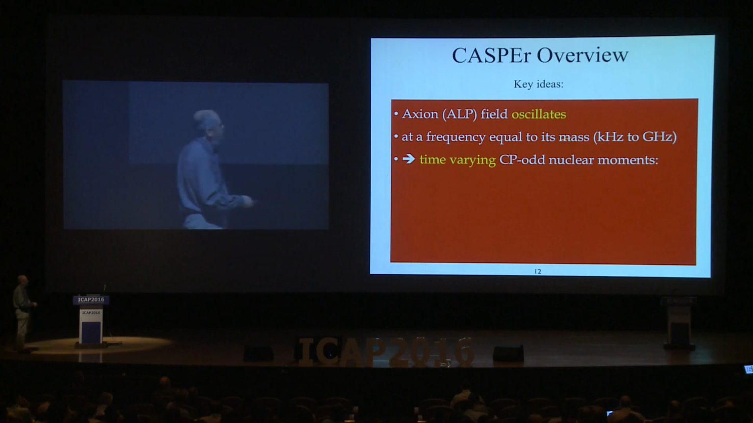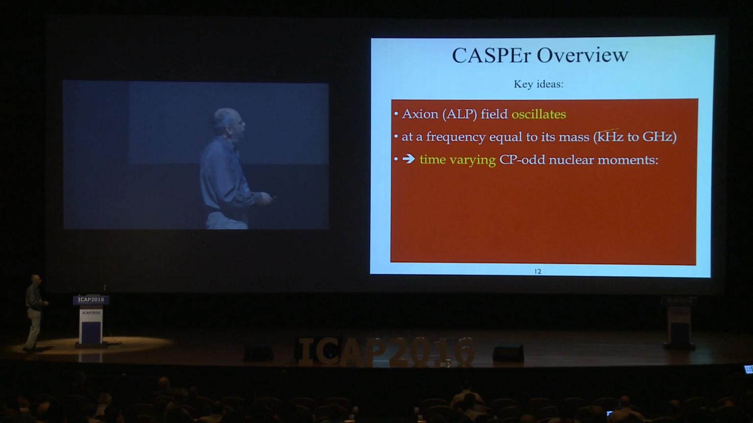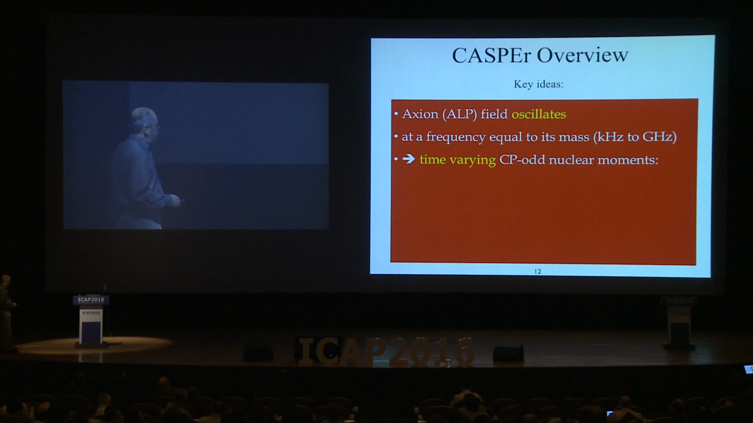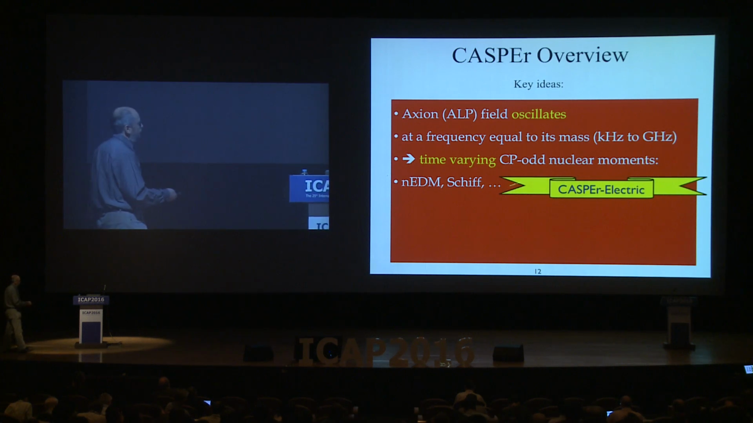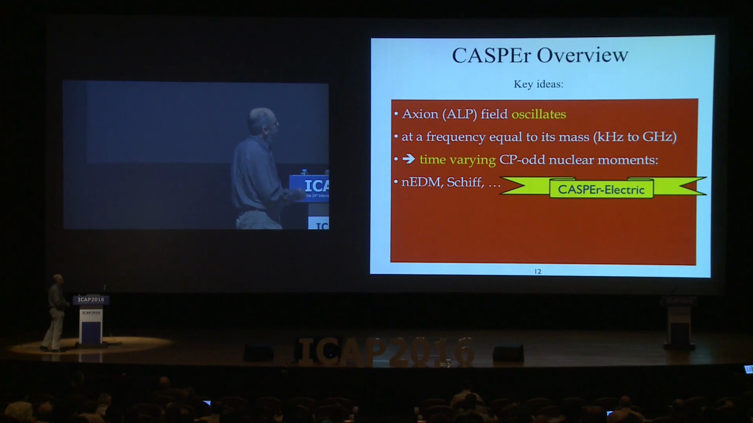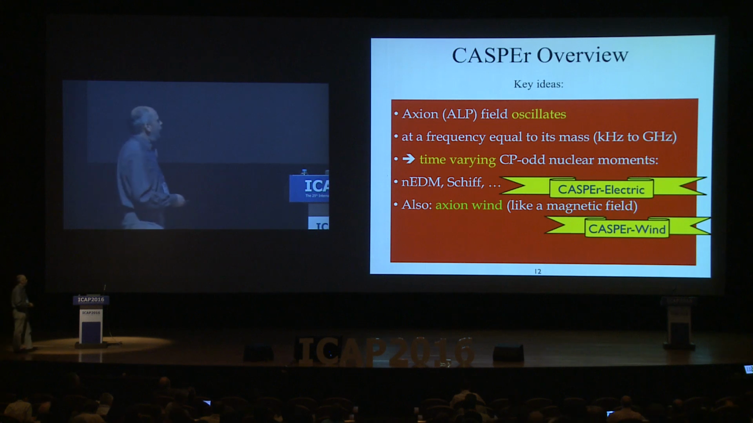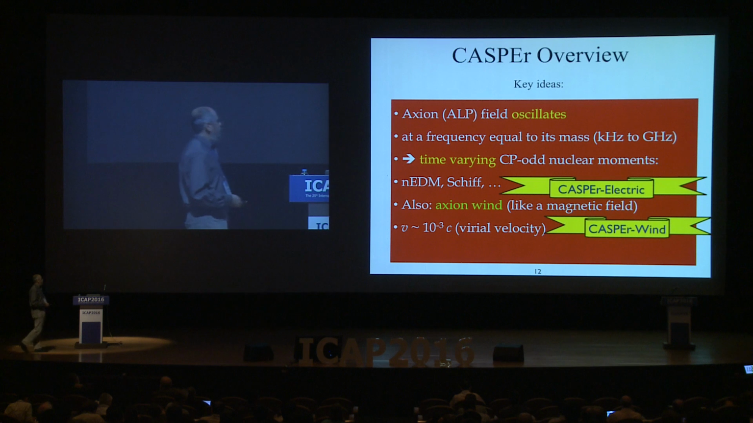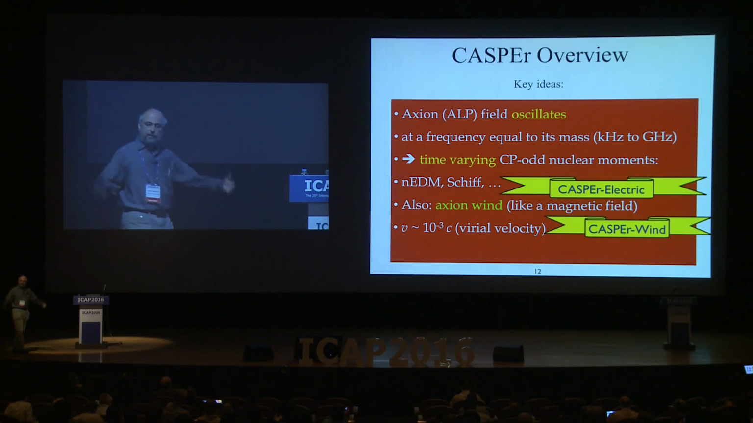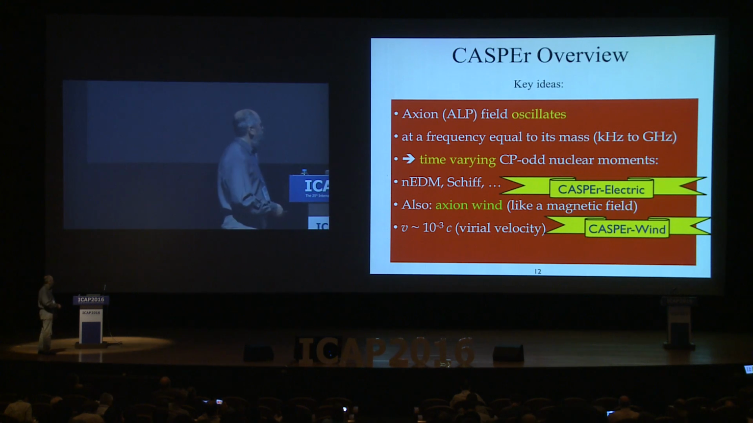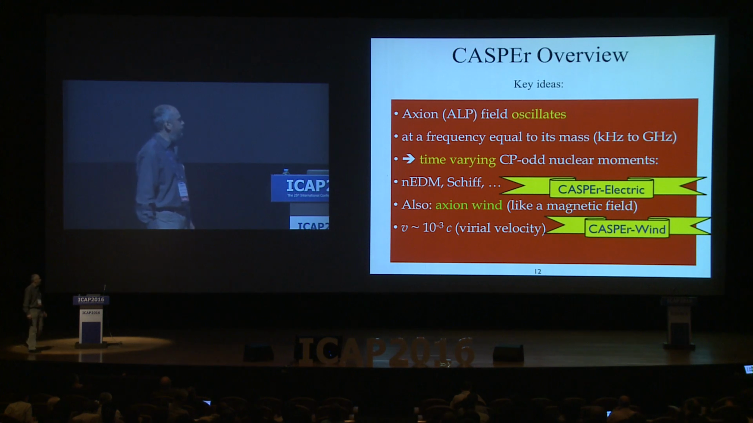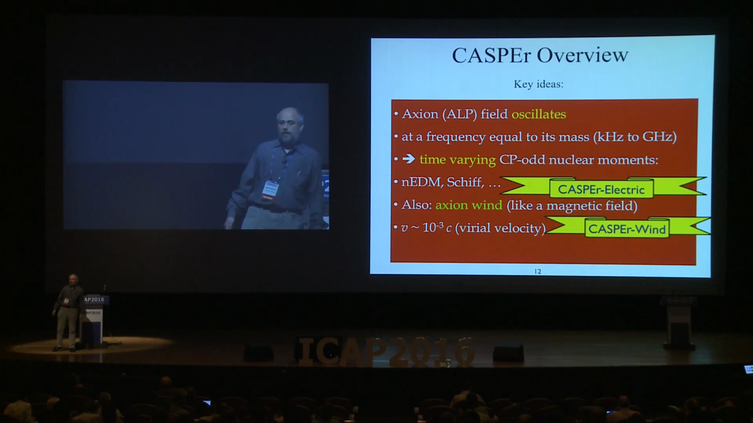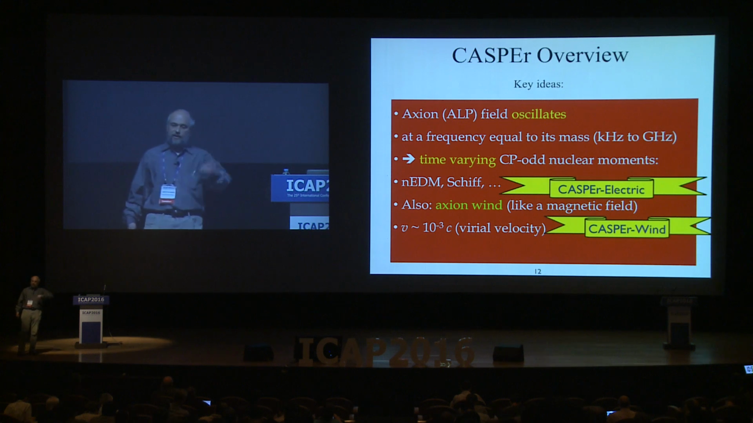The frequencies that we are going to be interested in this experiment are relatively low frequencies, from kilohertz to gigahertz. Like I mentioned already, the axions lead to time varying CP odd moments, like nuclear moment and a related quantity called the Schiff moment. And we search for these in the Kaspar electric experiment, and the derivative interaction we search for in the Kaspar wind experiment. Now, just from the fact that these axions are supposed to be dark matter in a galaxy, we can say that they should move with speeds on the order of 10 to minus 3 c. That's called virialized velocity. And the basic idea here is that if they moved faster, this would exceed the escape velocity in the galaxy, and they would fly away.